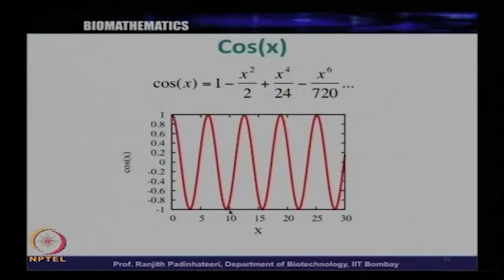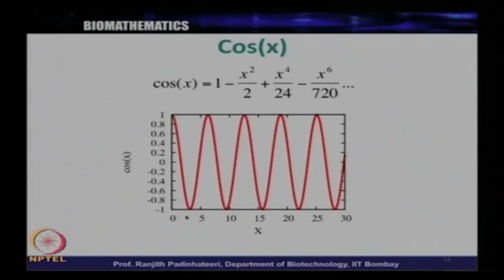Just like sin x, there is another function called cosine of x, written as cos of x. So, let us look at the next slide, which is cos of x, which can be written as 1 minus x square by 2 plus x power 4 by 24 minus x power 6 by 720 and so on and so forth. So, again cos of x can be written as a combination of known functions like x square, x power 4, x power 6, etc. And if you sum all of them, you will get cos of x.